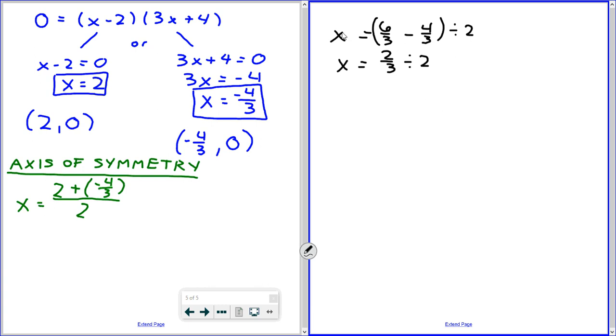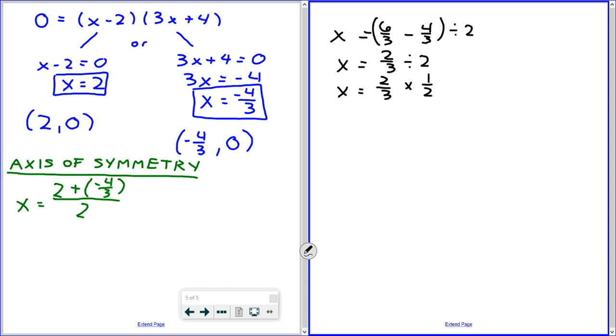2 over 3 times 1 half. Okay. So what he said was x equals 2/3 times 1 half. Can someone explain to me, please, how he got that?